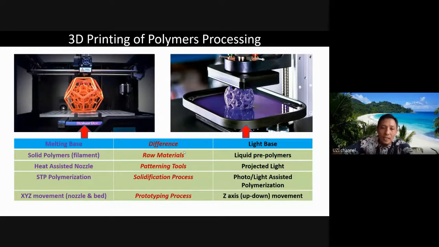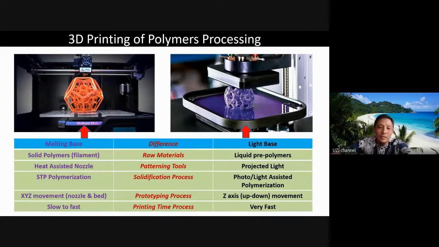And the printing time. The melting-based process is slow to fast, but this process is very fast. However, it depends on how the photo initiator is added, to control how fast the curing process of the liquid is. It depends also on that. But on the left side, it depends on how fast the solidification process of the melted polymer is.